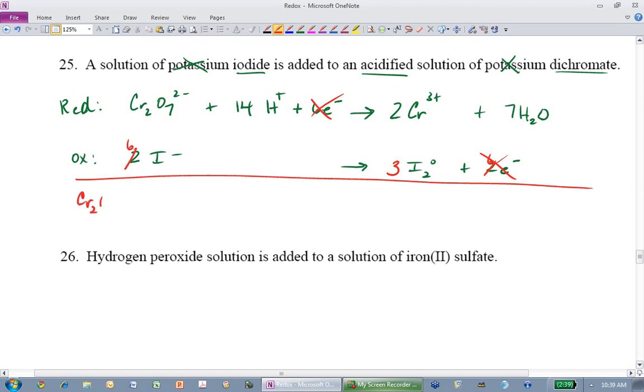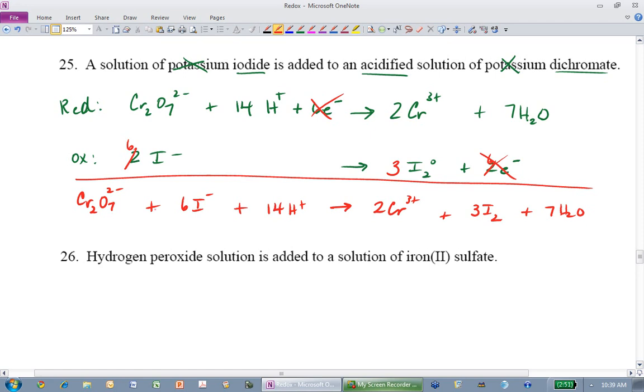So Cr2O7 2 minus charge, plus 6 iodide, plus 14 whopping H pluses, goes to 2 Cr3 pluses, and 3 iodine molecules, and 7 lovely waters. And there you have it. If charge is balanced on each side, we can call this one done. Stick a fork in it.